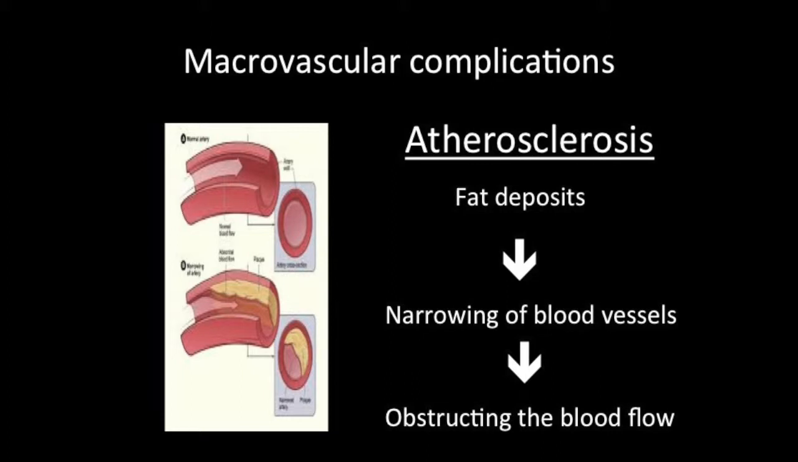So now let's see what happens when the blood vessels are damaged. For example, here you can see the cross section of two blood vessels. The one above shows the normal vessel and the one below shows yellow colored fat deposits called atheroma that have settled in the vessel wall, causing narrowing of the blood vessels and obstructing the blood flow. This process is called atherosclerosis.